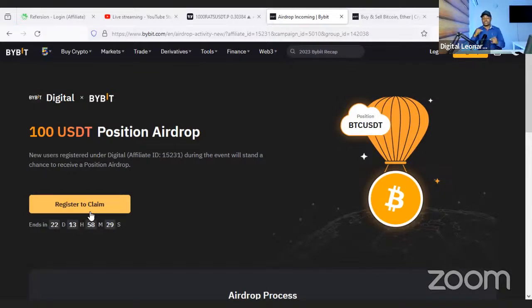Once you click on either long or short and close the trade immediately, Bybit will automatically deposit $10 into your official trading account. So that $10, which was used as margin with 10x leverage to claim this position airdrop, will be deposited into your official trading account, and you can now start using that $10 to trade.